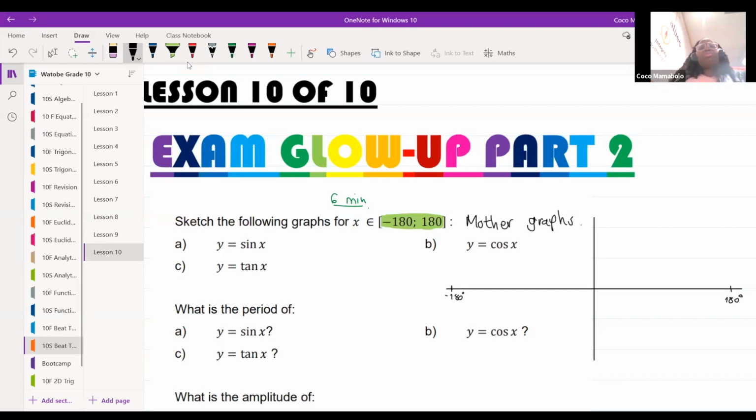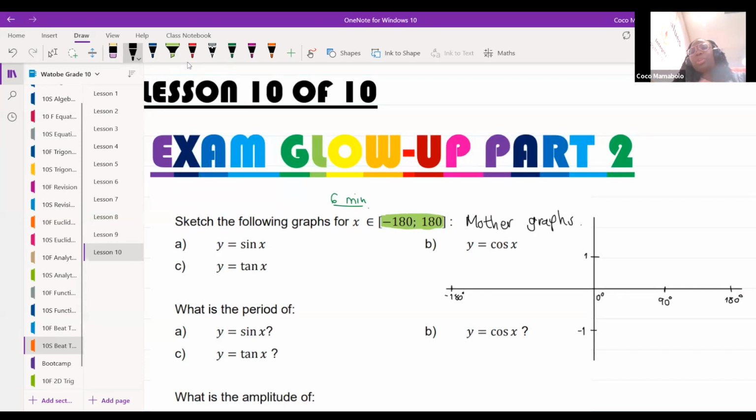So make sure you remember all those points that we need to consider, guys. We need to consider 0. We need to consider 1 over here. We need to consider -1 on this side as well. And then here in the middle, we're going to consider the 90 degrees.